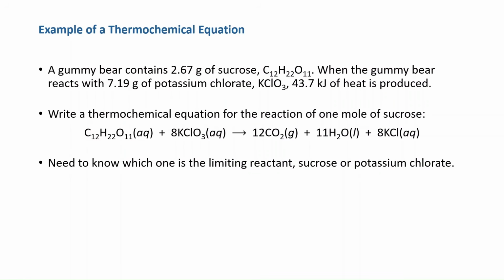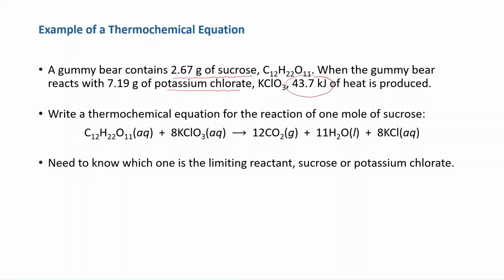So you have an example, and this is going to be a little bit long. You have a gummy bear that has this amount of sugar, table sugar, sucrose, and you can oxidize it with potassium chlorate. That's a combustion there, they give you grams, and this is how much heat is produced. Okay? So they want you to write a thermochemical equation. To begin with, you write the regular chemical equation. So you balance it, this is your chemical equation, but a thermochemical equation needs to have delta H equals whatever number. And that's what we're going to calculate.